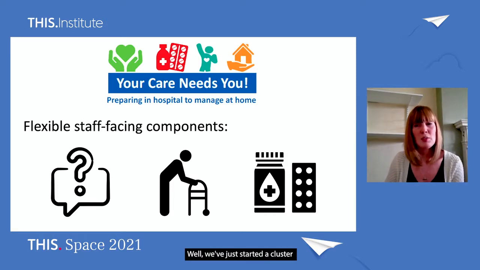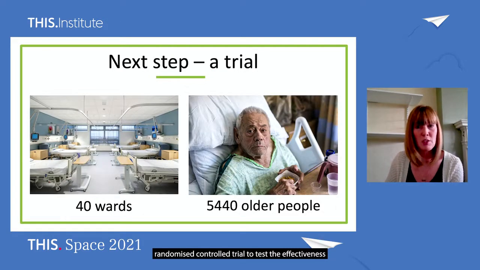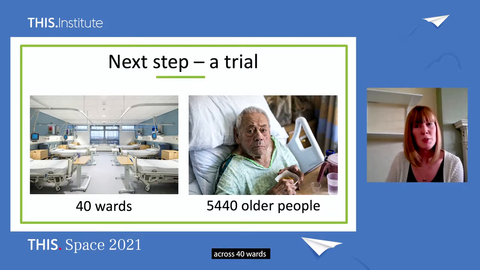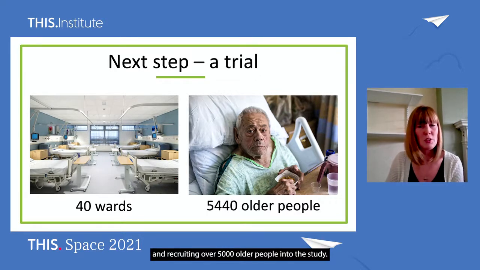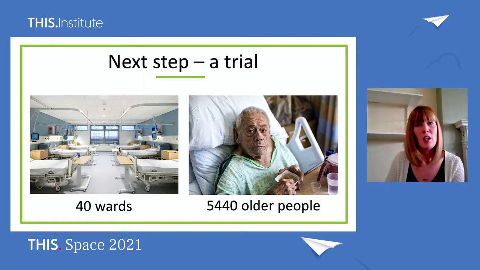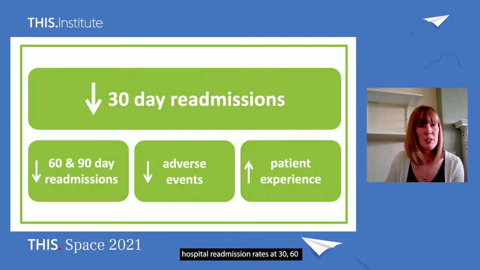So what's next? Well, we've just started a cluster randomised controlled trial to test the effectiveness of this intervention across 40 wards and recruiting over 5,000 older people into the study. What we're hoping to do is reduce hospital readmission rates at 30, 60 and potentially 90 days, reduce adverse events and improve the experience of patients as they transition home.